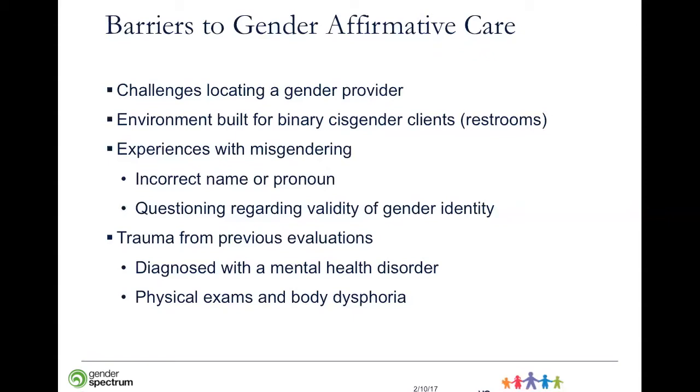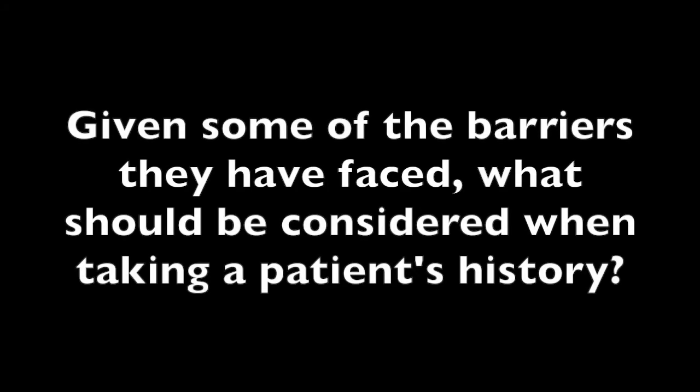Also, they might have had physical exams that were very traumatic for them. So if they have body dysphoria, if they're uncomfortable with their genitalia or breast development or any other part of their body, and they've had to have physical exams, at their doctor's office or in other settings, then they might be very traumatized by that, and that they might come to clinic expecting to have further trauma. Given some of the barriers they have faced, what should be considered when taking a patient's history?